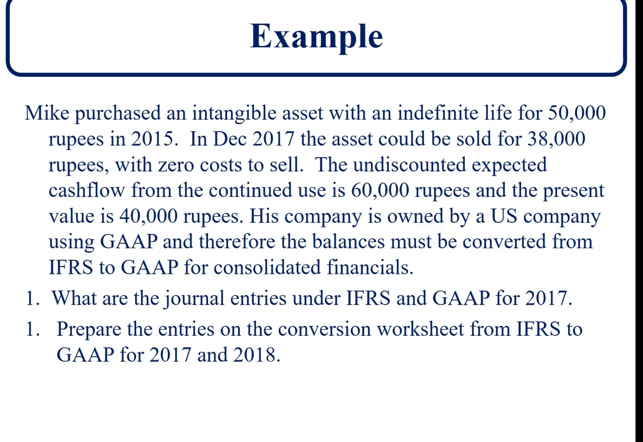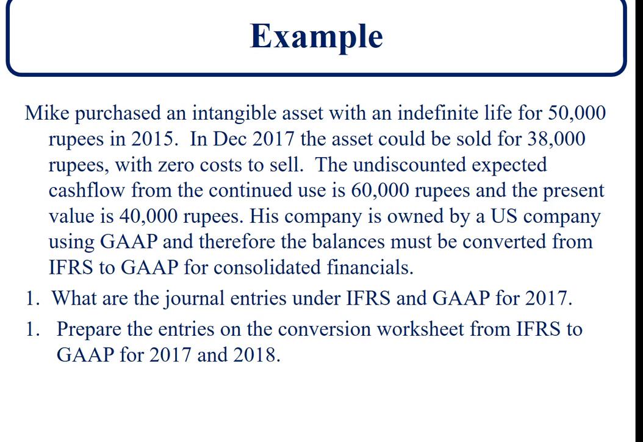So now here is our example. Mike purchased an intangible asset with an indefinite life for 50,000 rupees, which means in this example, we're going to have to go from the international standard to GAAP. And we're going to assume we're not going to worry about currency conversions or taxes. In 2015, since it has an indefinite life, there is no amortization. In December 2017, the asset could be sold for 38,000 rupees with zero cost to the seller. The undiscounted expected cash flow from the continued use is 60,000 rupees, and the present value is 40,000 rupees.